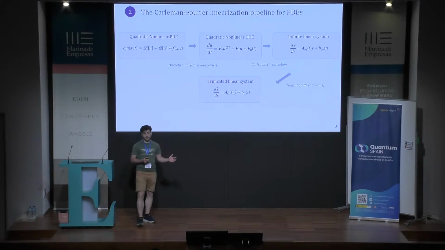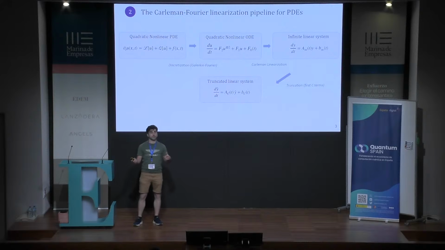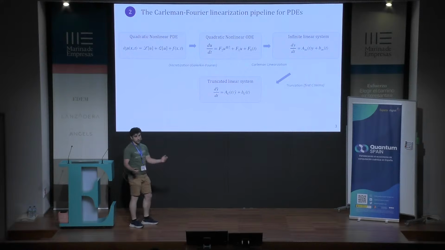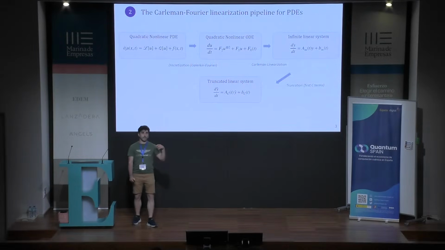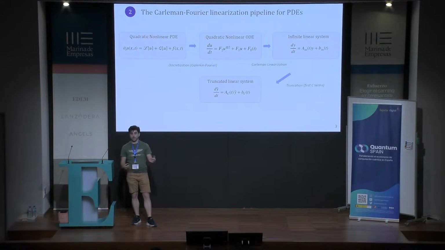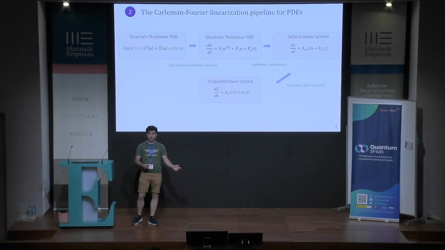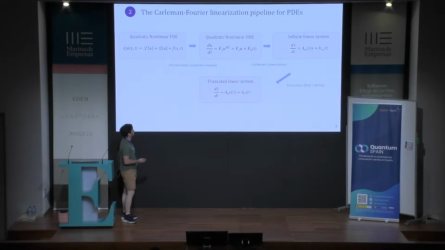We start from a quadratic nonlinear PDE, and we discretize this PDE to obtain an ODE. We will use the Galerkin-Fourier discretization in order to remove the spatial dependence of the PDE, and then we will linearize this nonlinear ODE into a linear ODE. We will use Carleman linearization, and with this protocol, we will have an infinite linear system of equations. What we have to do is truncate this system to introduce it into a quantum computer and then solve it with quantum techniques. We will focus on this first part before solving the problem with a quantum computer.